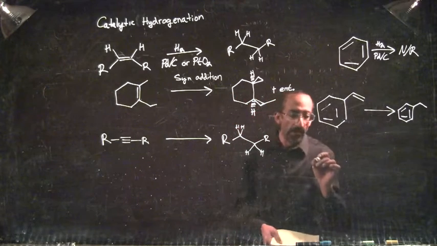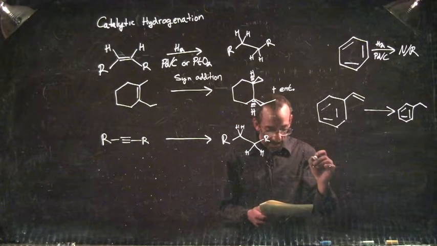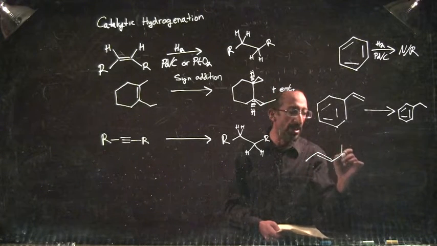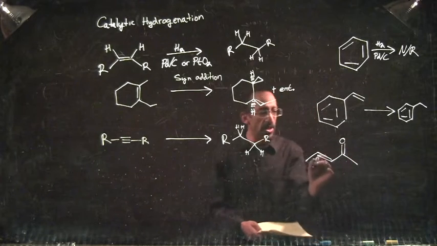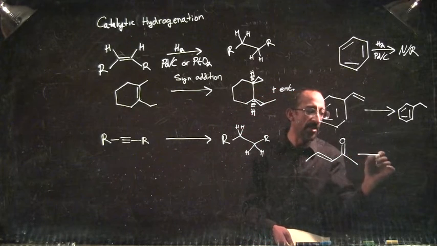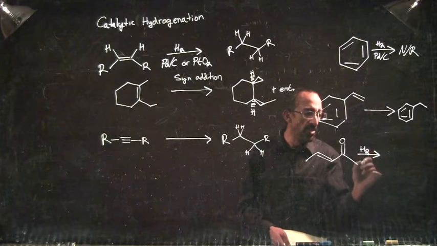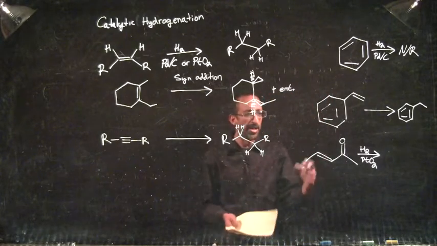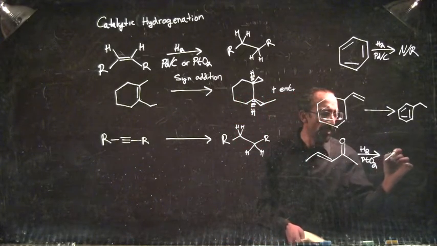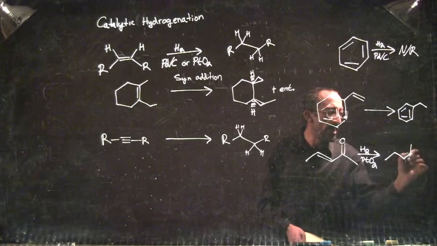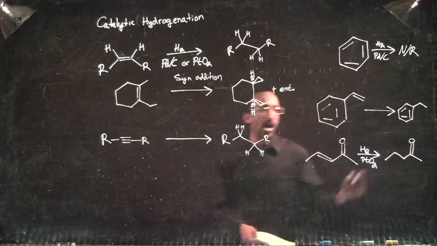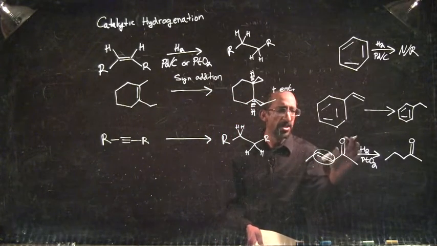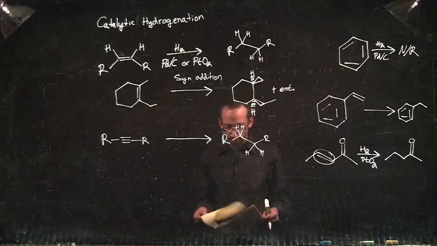The other pi bond that does not react by a catalytic hydrogenation is a carbonyl bond. So if I take this ketone, which has a carbon-carbon double bond coming off of it, I treat this with H2. This time I'm just arbitrarily choosing to use platinum oxide. You could use palladium on carbon instead. Doesn't make a difference. Only the carbon-carbon double bond is reduced. The carbon-oxygen pi bond stays the same. So only the alkene gets reduced. The carbonyl doesn't get touched.